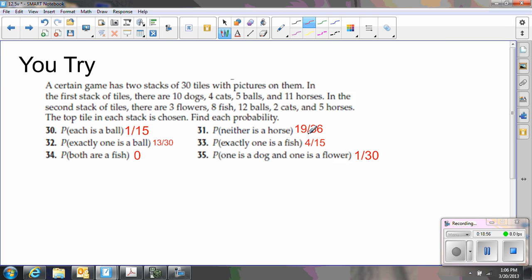I have some problems for you to try here. Some different scenarios. Figure out the probability of each one down here below. Some are exclusive, mutually exclusive, some are inclusive. You have to make the decision.